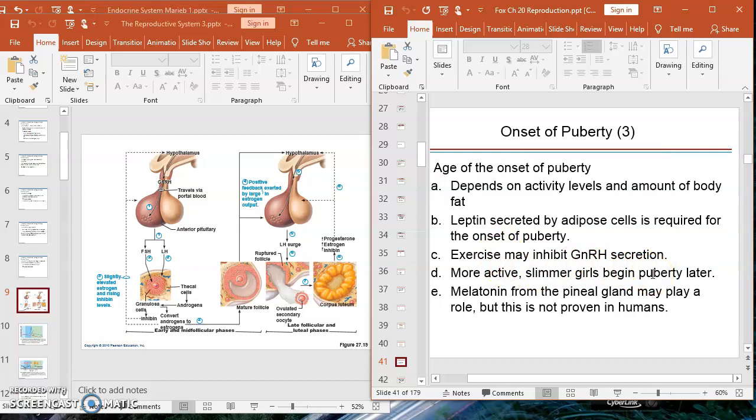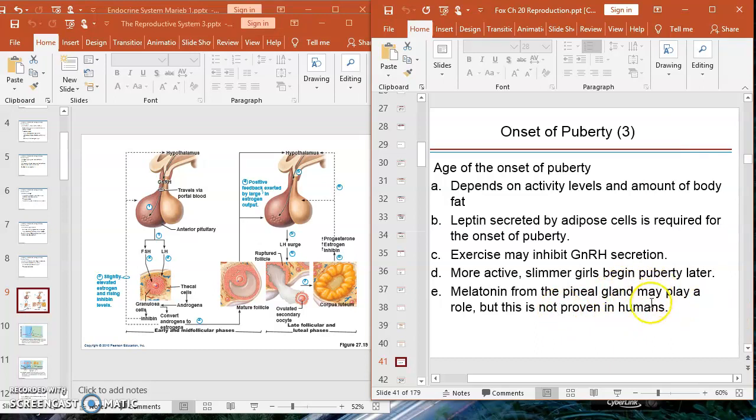Now I'm going to go a step further. If a woman starts losing tremendous amounts of weight, fat tissue, the leptin decreases, and even if she's an adult, she could undergo amenorrhea, which means she will stop having menstrual periods. Okay.